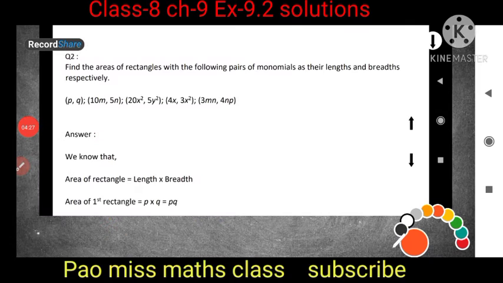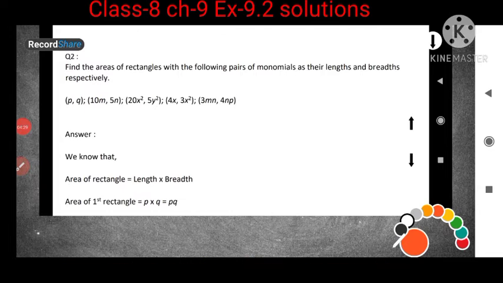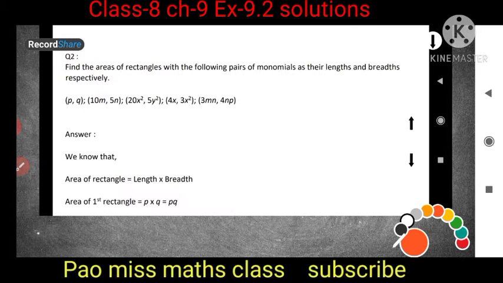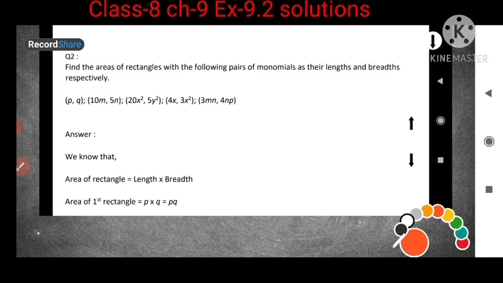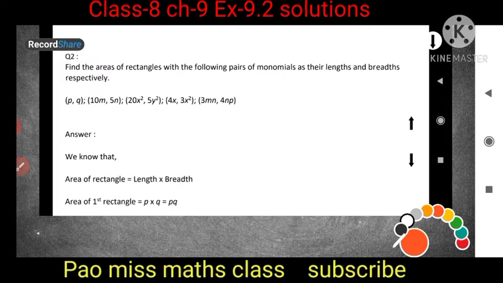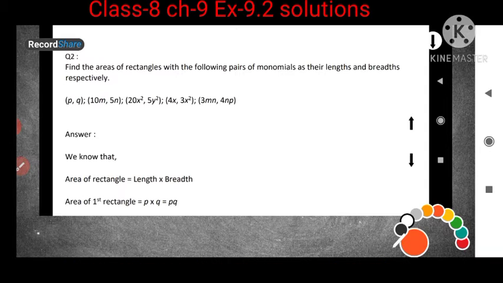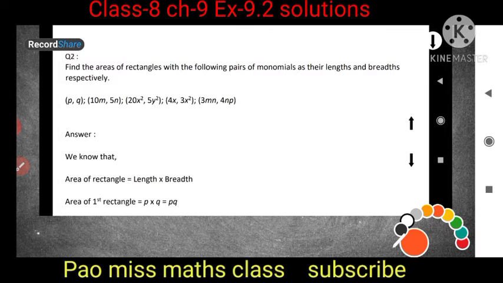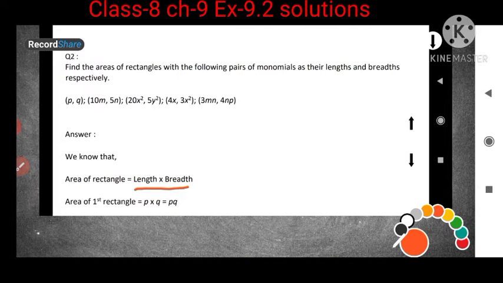Now question number 2: find the areas of rectangles with the following pairs of monomials as their length and breadth respectively. This question is also about monomials. Monomial means there will be only one term, isn't it? Some expressions are given, which are the length and breadth of the rectangle. We know the area of a rectangle is length into breadth.